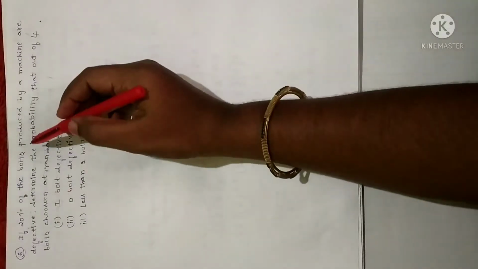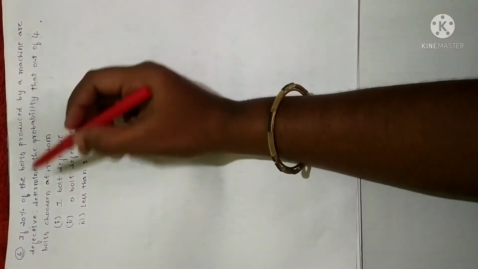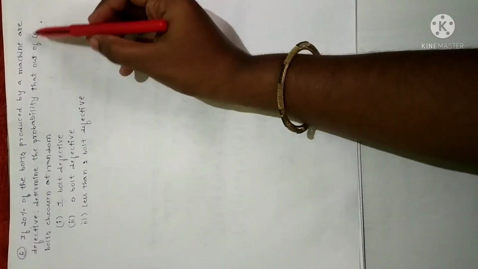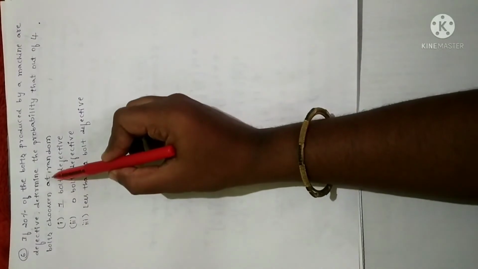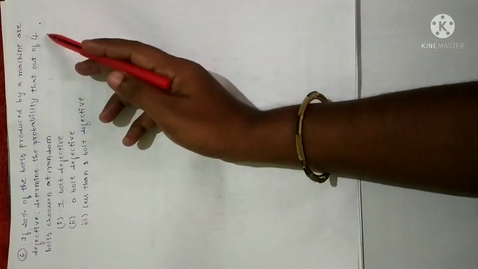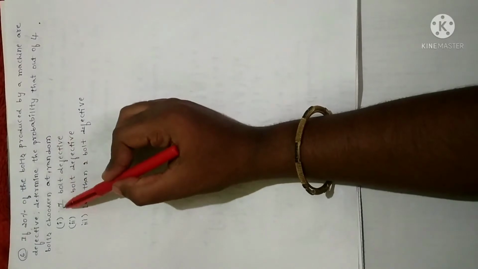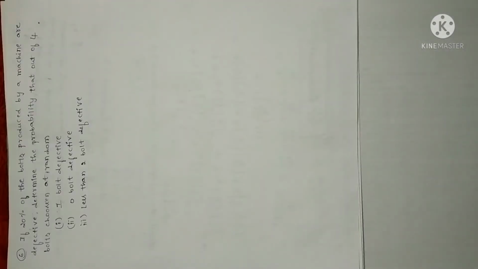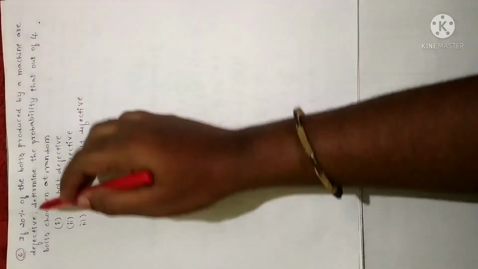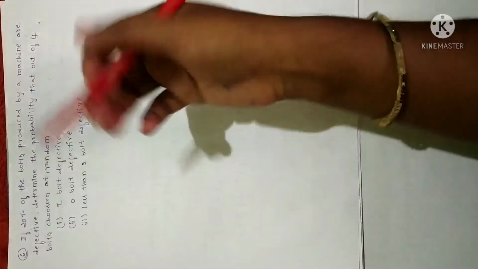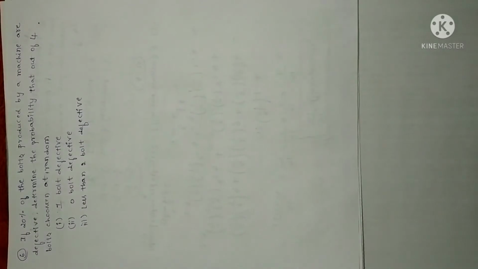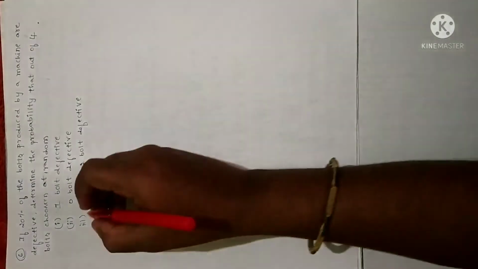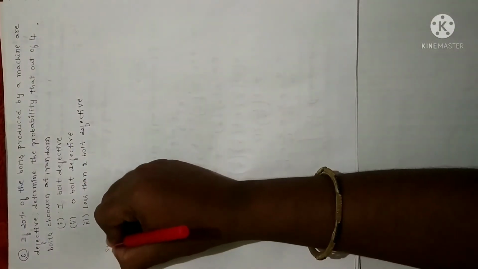So here is the next question. If 20% of the bolts produced by a machine are defective, determine the probability that out of 4 bolts chosen at random, 1 bolt is defective, 0 bolt is defective, less than 2 bolts are defective. Here, the main theme, that is the probability of a success event, is none other than a defective bolt. Right? Why? Because we need to find the bolt which is defective. So we have to choose that as a success event.